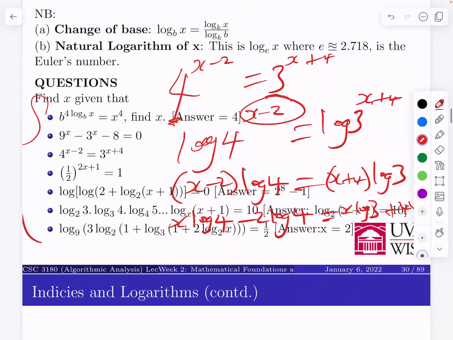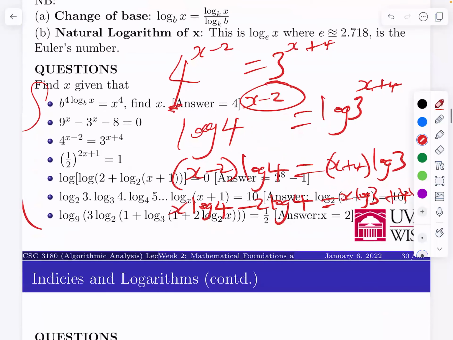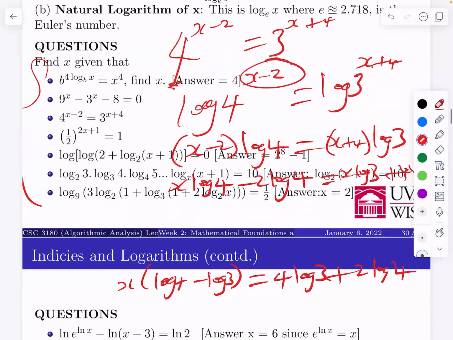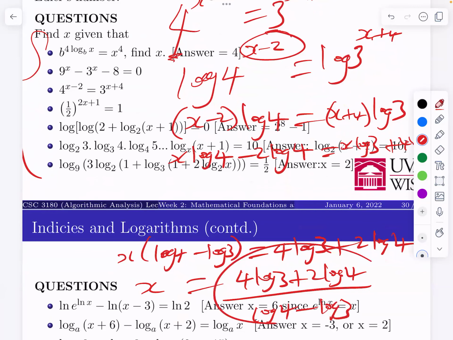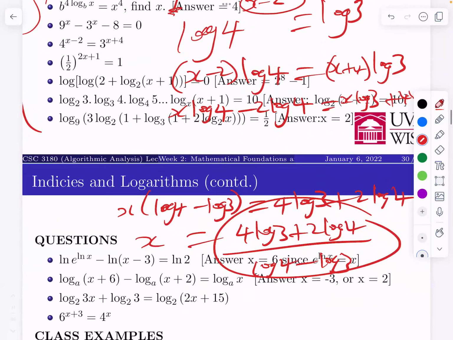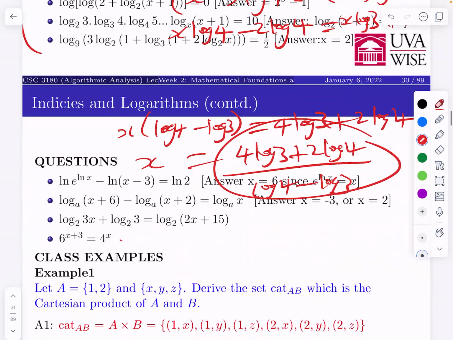And then you rearrange for x. You'll be getting x times log 4 minus log 3 equals 4 log 3 plus 2 log 4. Then x will be what? 4 log 3 plus 2 log 4 divided by log 4 minus log 3. And all this is a number, it's an expression. Okay?